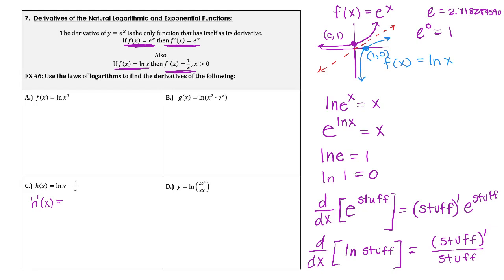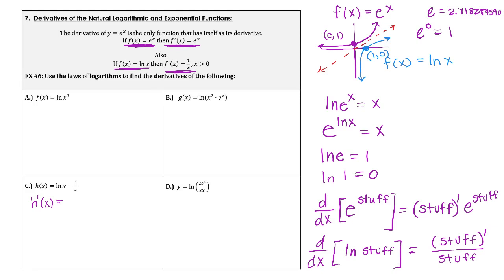All right, let's apply this to A. Let's do some applications of it. Okay, so A, and this is why we do that. They tell us to use the laws of logarithms. Do y'all remember all those laws of logarithms? Heck no. That's why stuff prime over stuff comes in pretty darn handy.